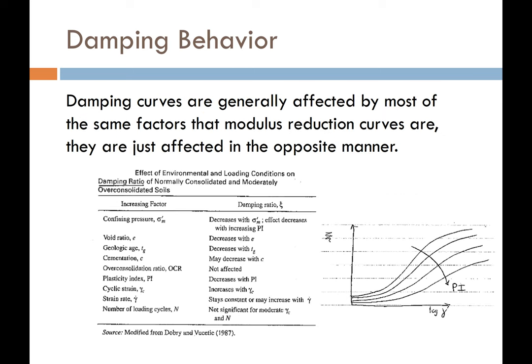If we look at the behavior of damping curves, they pretty much follow the same rules as modulus reduction curves, only opposite. So for instance, if I look at plasticity index for a given cyclic shear strain, if I have a low plasticity soil, I'm going to have a high damping ratio. But if I have a high plasticity soil, I'm going to have a low damping ratio. Therefore, increasing plasticity index decreases my damping ratio. So you can see this table here. Be familiar with this table as well and be able to compare and contrast this behavior of the damping ratio with the listed behaviors of the modulus reduction curves.